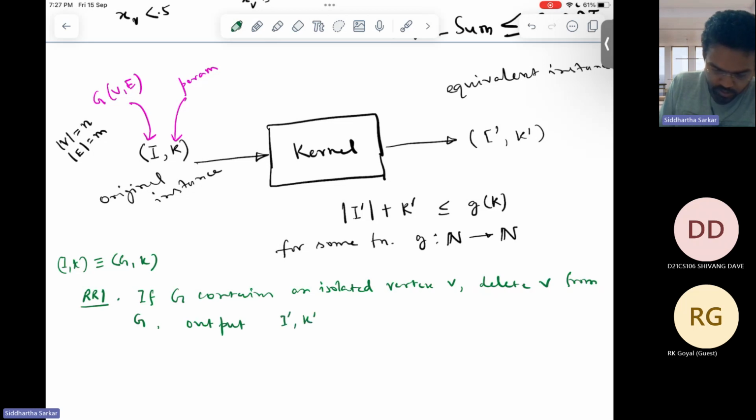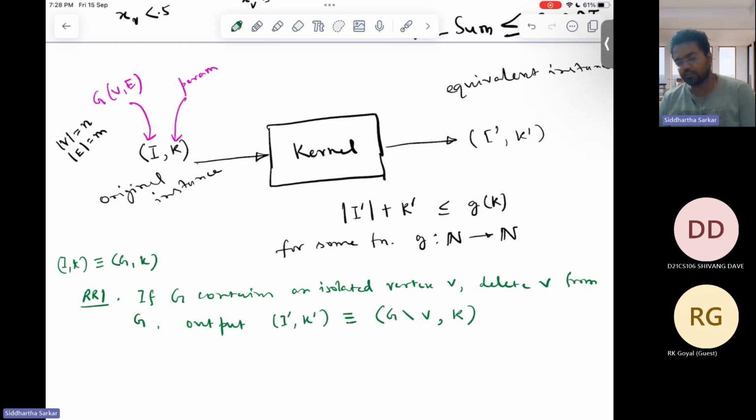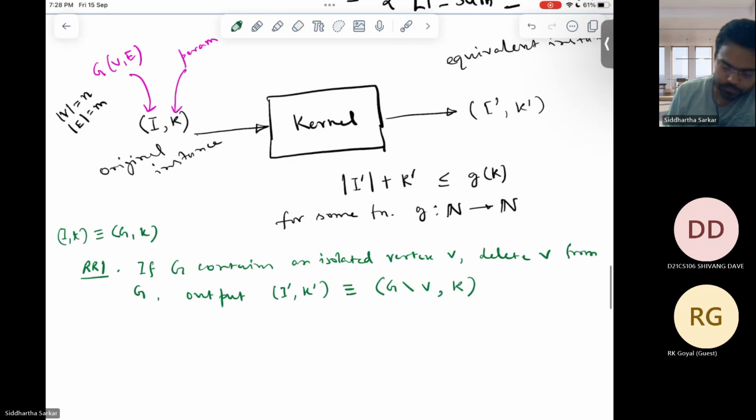That is (I', k'), which is nothing but the graph with this vertex deleted. And then again you're asking whether there exists a vertex cover of size at most k or not. So on the application of this rule on your graph, you got rid of some vertices. Now let's look at a more interesting rule.